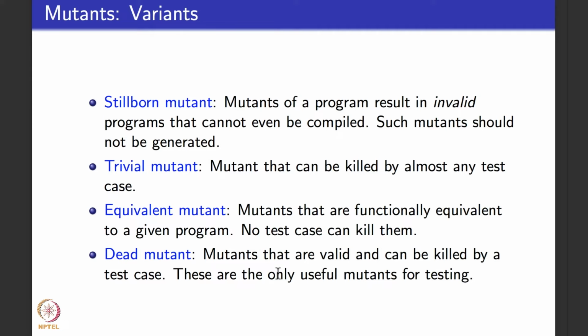An equivalent mutant is a mutant that is functionally equivalent, in the sense that you've taken the ground string program and made a change to it, resulting in a mutant, but no matter what you do, you can't find a test case to kill it. The ground string program and the mutated program always produce the same output on every possible test case, in which case the mutant is called an equivalent mutant.